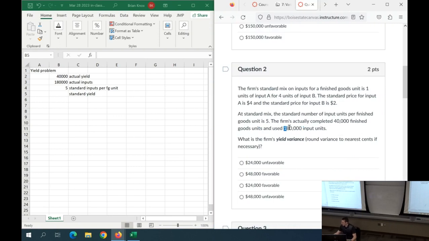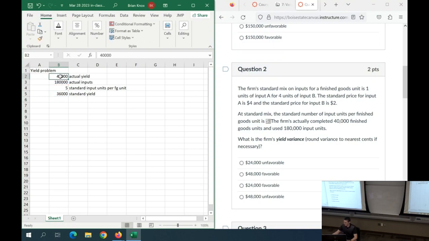We actually used 180,000 input units, just A and B together, input A and input B. And our standard number of input units per 1 finished goods unit is 5, so 5-to-1. So our standard yield is going to be, given 180,000 input units, we should have had 1/5 of that in finished goods units. We should have 36,000.